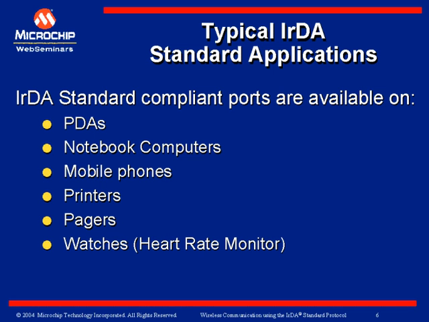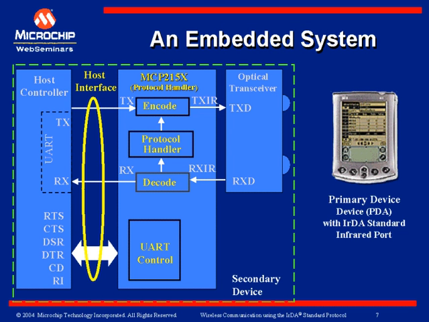Some of the common applications where you find IrDA standard ports include PDAs, notebook PCs, some printers, mobile phones, and pagers. And one that I regularly use is a heart rate monitor watch, which uses RF between the pickup mechanism across your chest and the watch, but you use the IrDA interface to download the exercise data back to the PC. Now we're going to look at an IrDA standard system.